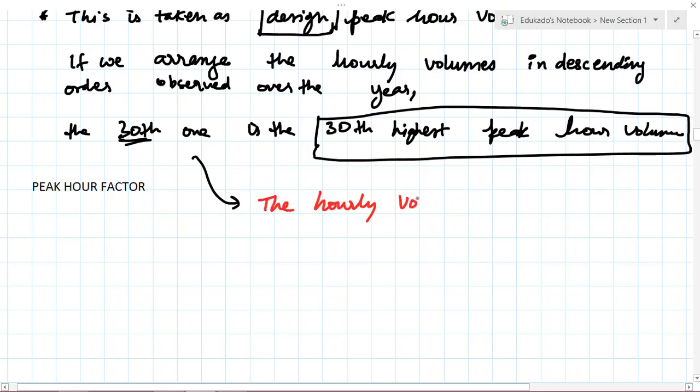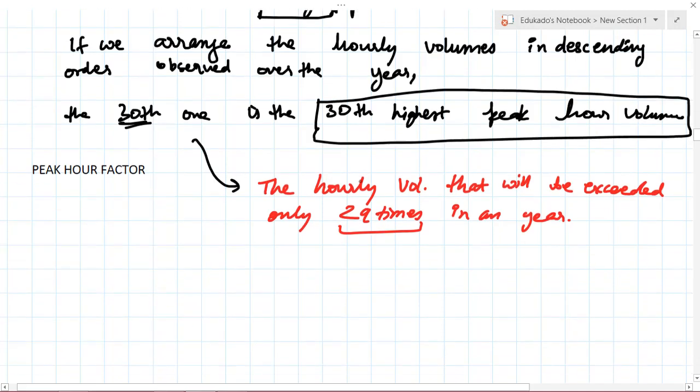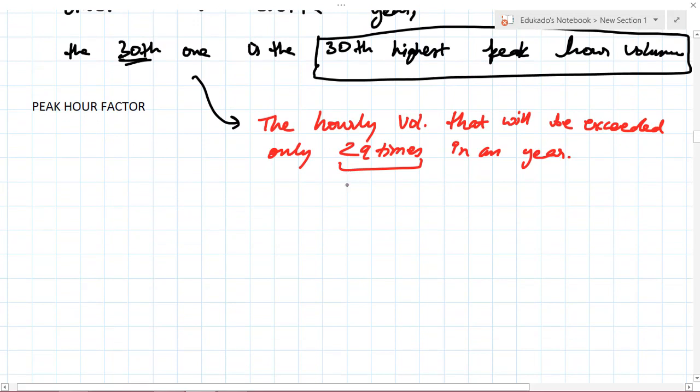Alright, so what it means exactly is that the hourly volume will be exceeded only 29 times in a year. Not more than 29 times will this hourly volume value ever be exceeded. So it has been observed that we can design the highway or anything based on that value. That's why this point is a little bit important.